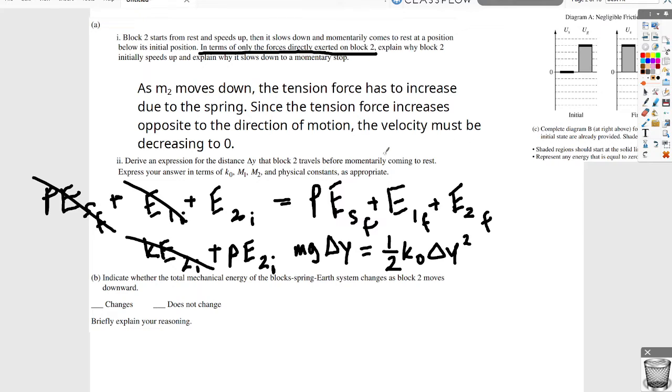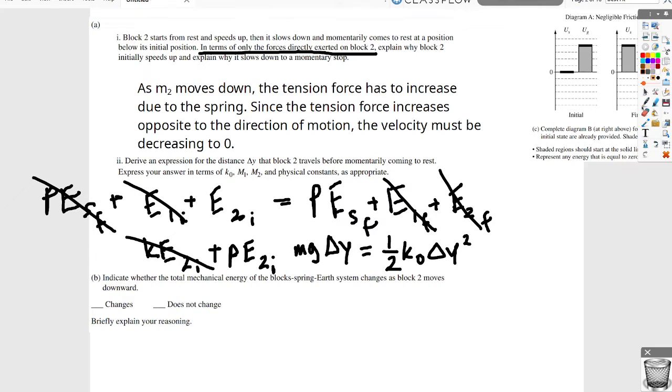But the thing is, when block 2 comes to rest, there's no kinetic energy at all for energy 1, because it's not moving. For energy 2, also not moving, so no kinetic energy. No potential energy either, because block 2 has moved down already. So these two are just gone, and we can cross these two out.